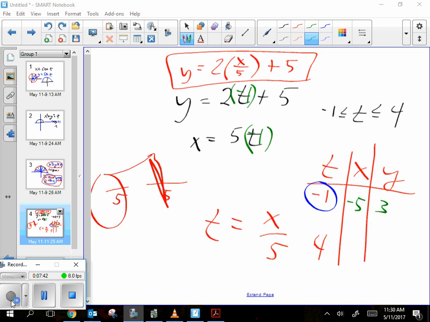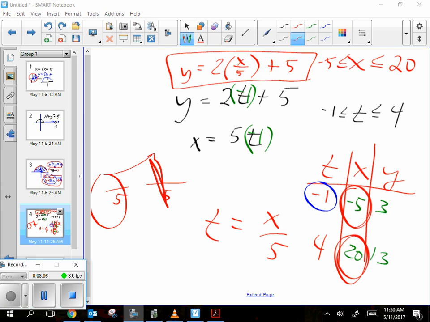Raise your hand if you had that. Same as me. Okay, good. And then the other one, just save me some time. What is it? 20 and 13. All right. Then, what's the important part? It's the x's. The x's go between -5 and 20.